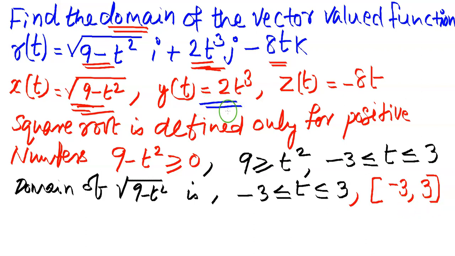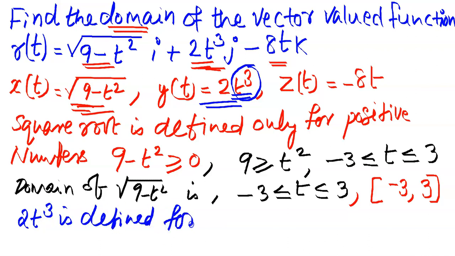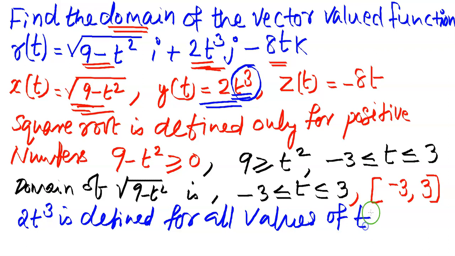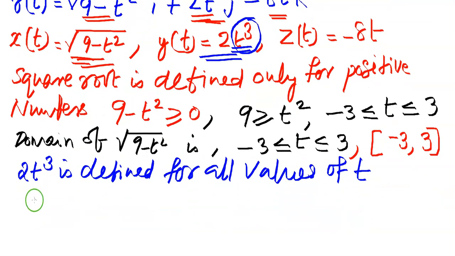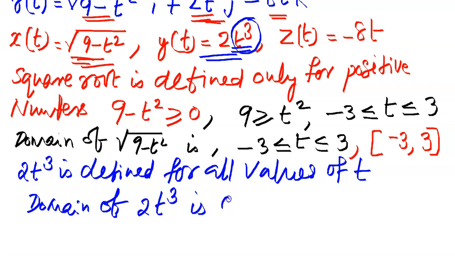y of t is equal to 2t cube. t cube polynomial ആണ്. t cube is defined for all values of t. 2t cube is defined for all values of t. അതുകൊണ്ട് domain, therefore domain of 2t cube is minus infinity to infinity.